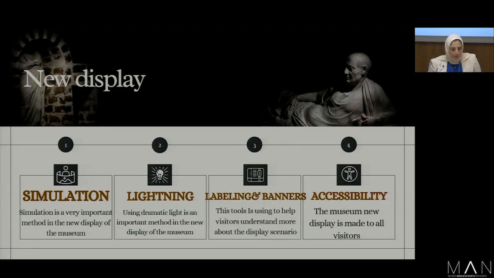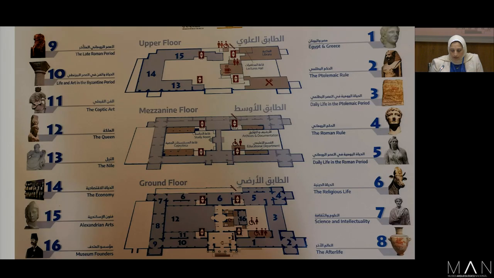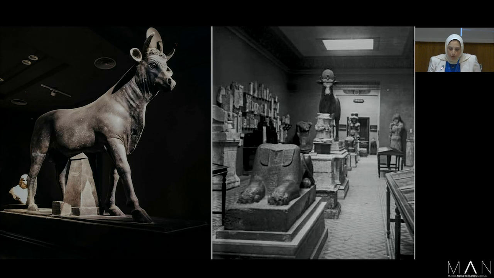The innovation was basically about the new display, the simulation. We changed the display with a lot of simulation inside the museum. Also, the lighting was completely renovated, as well as the labeling, the banners, and the accessibility. The museum now is accessible to all visitors. Also, we built a second floor, although in the past there was only one floor. This is the new plan of the museum. It contains 16 halls with the collection spread across two floors.